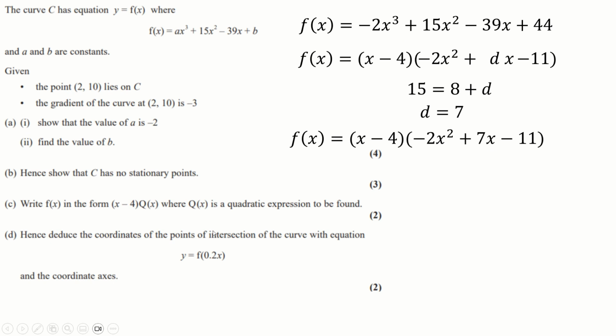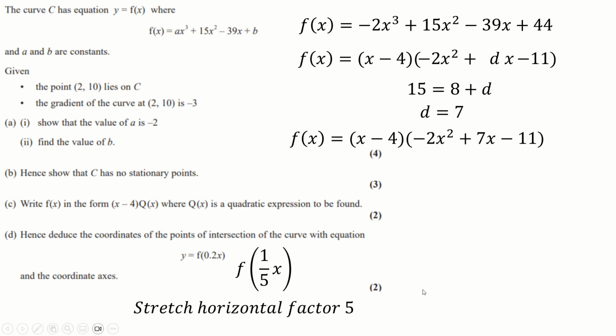Hence deduce the coordinates of the points of intersection of this thing. So, okay, now this is a crazy way to write the number 1/5. And when you see it as 1/5, you think, okay, that's a stretch horizontally, factor 5. It's pulling the graph outwards horizontally by factor 5. Right? So why don't we think about what this graph looks like that we've been dealing with before, and then think about what would happen if we stretched it out.